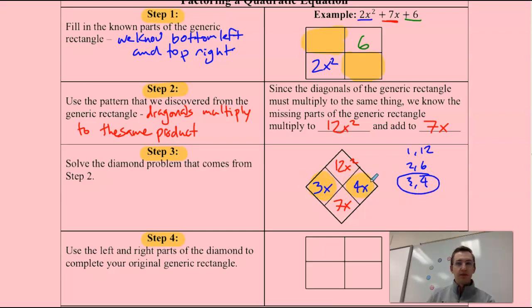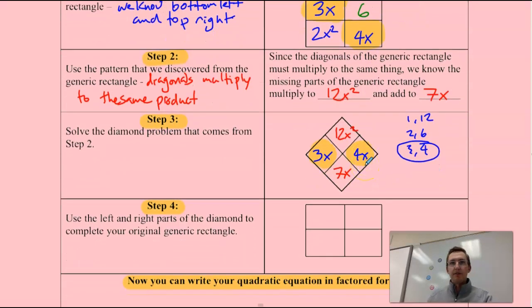And now we can plug those numbers back into our generic rectangle. Doesn't matter which spot we put them in. I'm going to put 3x here. I'm going to put 4x here. And I'm going to continue down the page. I'm going to copy that into this bottom generic rectangle. It's the exact same thing. So we got 3x. We got 2x squared. We got 4x. And 6. Perfect.